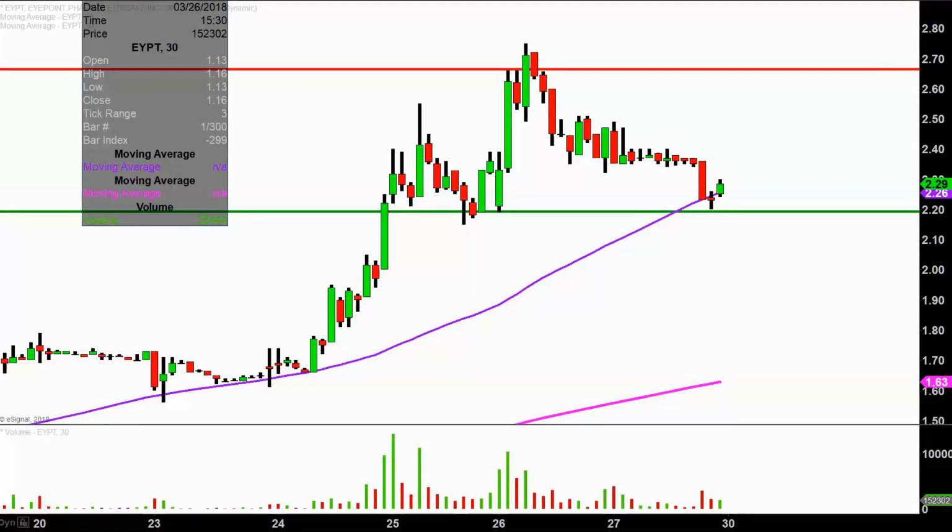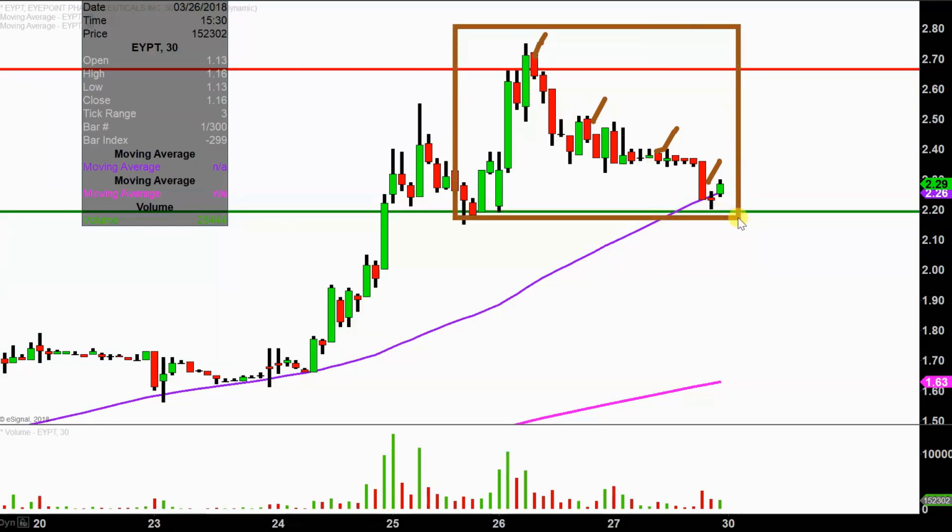Real quick, what do I mean by 30-minute in case maybe you're new to charts? Instead of each one of these candlesticks here representing 1 day's worth of price action, which is what you would normally see, each one represents 30 minutes. So while this here may look like a few weeks worth of time, it's actually just the past couple of days broken down into 30-minute time slices.